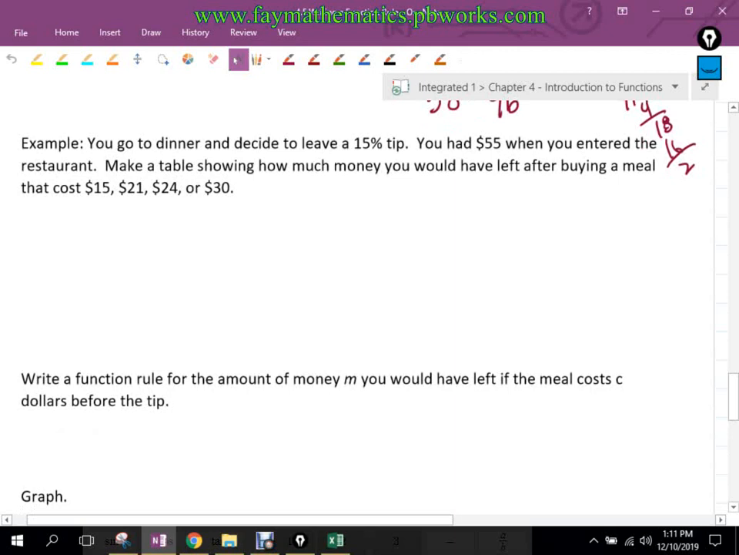So you go to dinner, you're going to buy a meal, okay? And it says you decide to leave a 15% tip, okay? I think this is an appropriate question because this is what we do. But a lot of times you go to a meal, you might have like $100 in your pocket or whatever, okay? And let's say you're with a party of more than 6, what do they automatically do on the table?